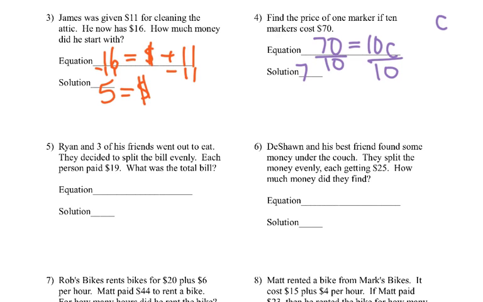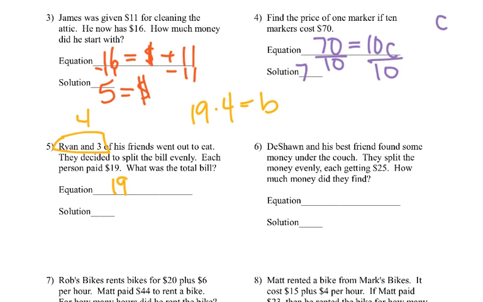Okay. Ryan and his 3 friends went out to eat. They decided to split the bill evenly. Each person paid $19. What was the total bill? So, we know each person paid 19, okay? There's Ryan and 3 friends, so there's 4 people total. So I know I could go 19 times 4, and that would get my total bill, right?